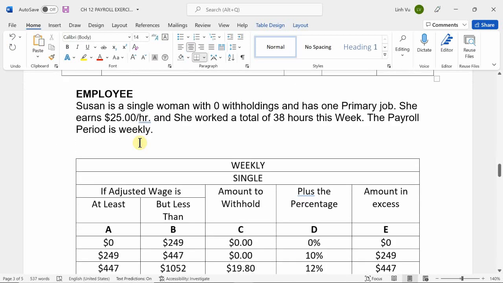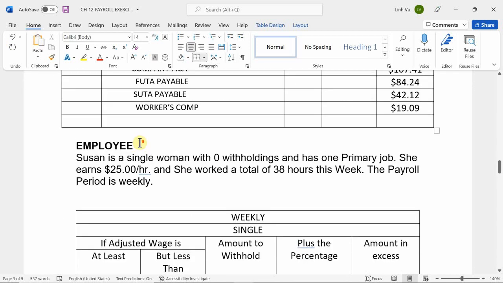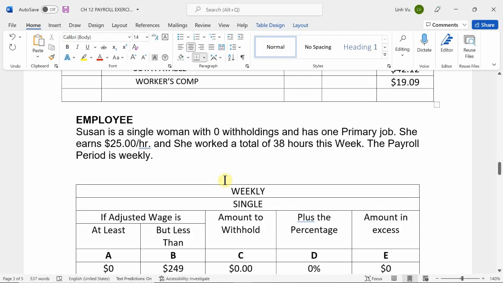Okay, let's do the second example here, employee. Now, you guys are on your own for this one. Susan is a single woman. Break and come back. Let's just finish this up and then we'll take a break after. Okay.